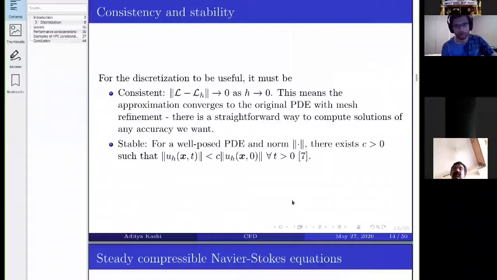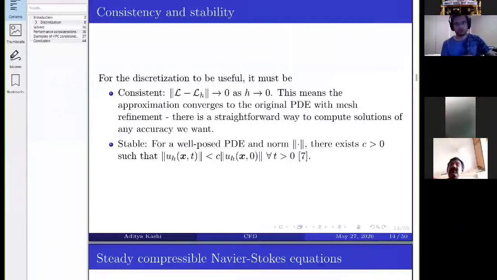This mostly makes sense for a time-dependent problem, but typically for iterative methods, even for steady-state problems, such an equivalent condition does come into play. So essentially, we want the approximate solution to remain bounded and not blow up.